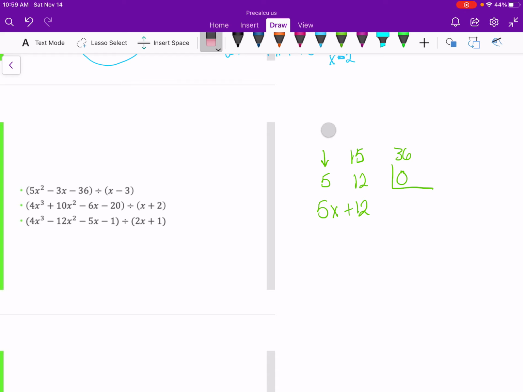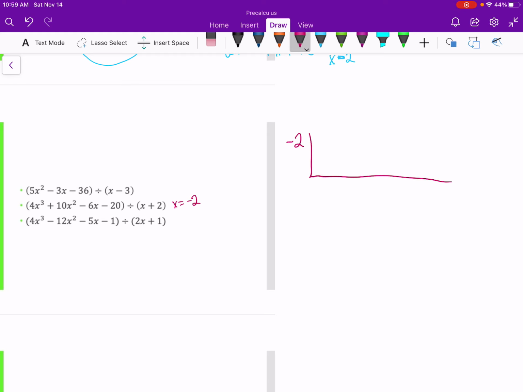Let's take a look at another example. We have 4x cubed plus 10x squared minus 6x minus 20 divided by x plus 2. So in this case, x equals -2. So we're going to put that outside the box. Write down my coefficients, 4, 10, -6, -20. Bring down the 4 automatically.